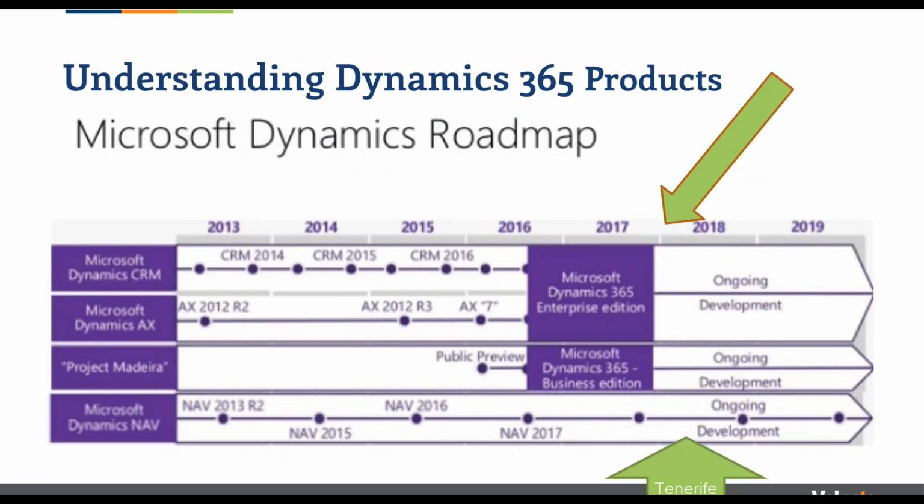All right, so just to be clear on that, the D365 Business Edition and Project Madeira are kind of the same thing, and Tenerife is taking what was Madeira and giving it the capabilities that Nav has, and really creating a second product in the cloud that is supposed to launch later this year. So that's what you're seeing at the bottom of this roadmap. At the top of this roadmap, Dynamics AX became D365 Enterprise Edition Finance and Operations at the end of 2016, and that's the product that we're focusing on today.